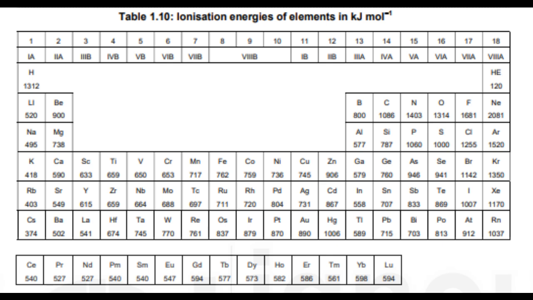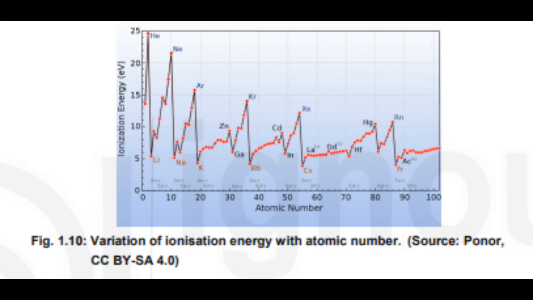The first ionization energy, Table 1.10, of alkaline earth metals is more than that of corresponding alkali metals. This is because the alkaline earth metals have higher effective nuclear charge and are smaller in size, thereby the electrons are more tightly held to the nucleus. The second ionization energy of these elements is almost twice their first ionization energy.